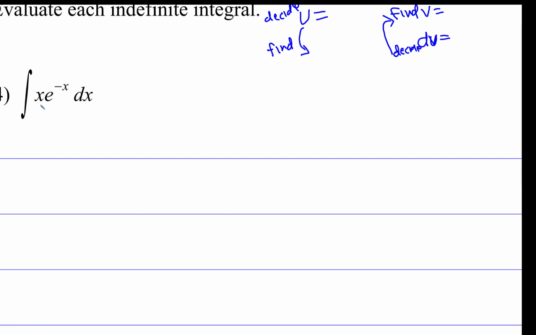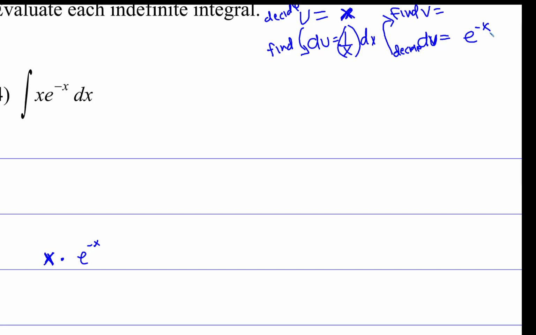Well, again, we have an x times e to the negative x. All right? So I'm going to name u to be x, because the derivative of x, du, is 1 dx. So that means that dv is e to the negative x dx.